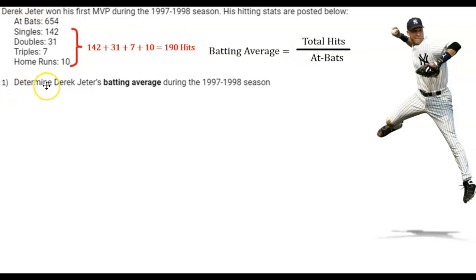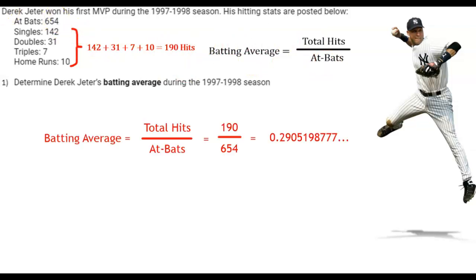So now the question is asking, what is Derek Jeter's batting average during this season? Well, you see that batting average is equal to total number of hits divided by the total number of at-bats. Remember, that's like attempts or tries. So it's a pretty simple calculation. We do the number of total hits, which is 190, divided by the total number of at-bats, which is 654. All right, and we put it into our calculator and we get 0.29051, et cetera.